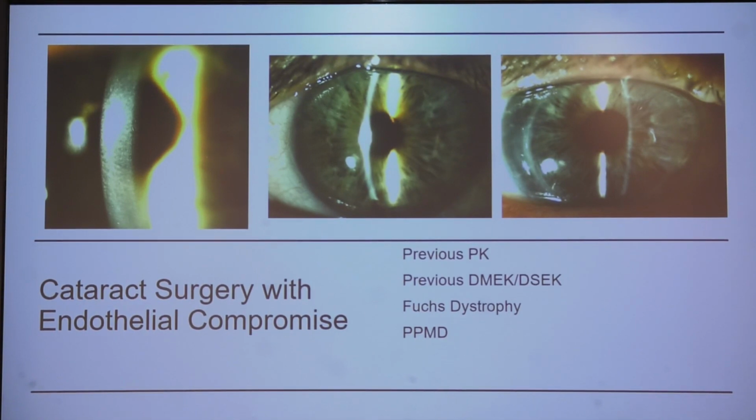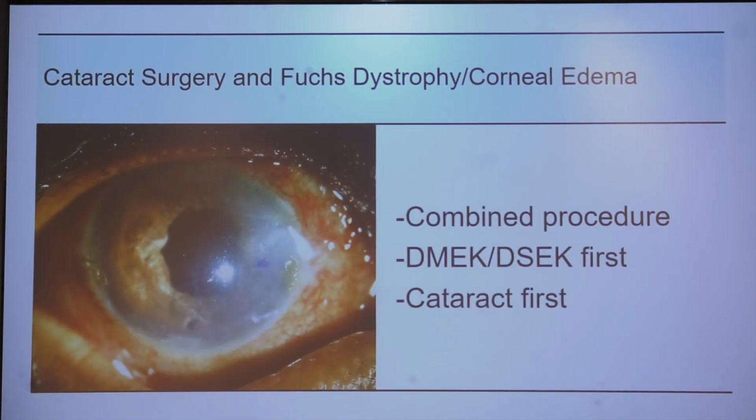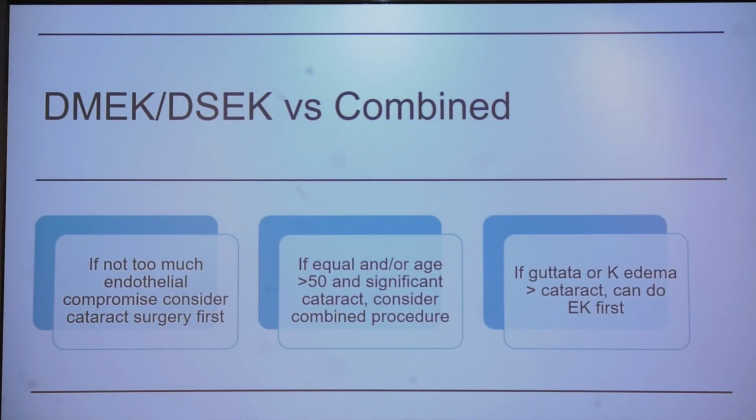What about cataract surgery with endothelial compromise? Well, this could be patients with previous full thickness PKs, previous DMEK or DSEK, Fuchs dystrophy, or other posterior dystrophies. And the question also comes up, do you do a combined procedure? Do you do the cataract first? Do you do DMEK or DSEK first? And I think that, again, just like with keratoconus, you need to really evaluate the whole patient. You need to take into account many considerations.